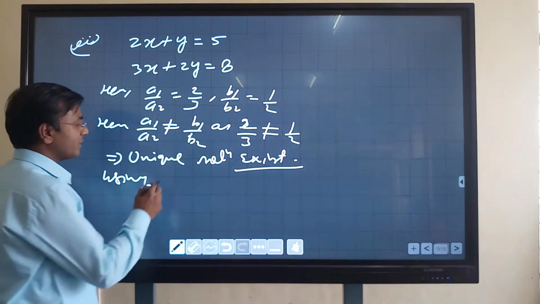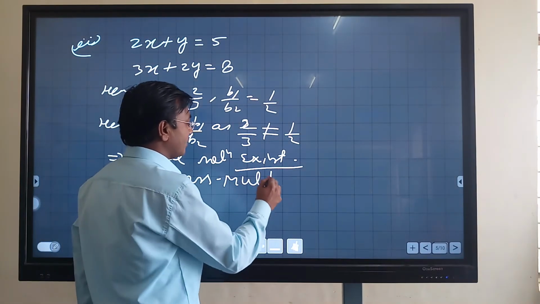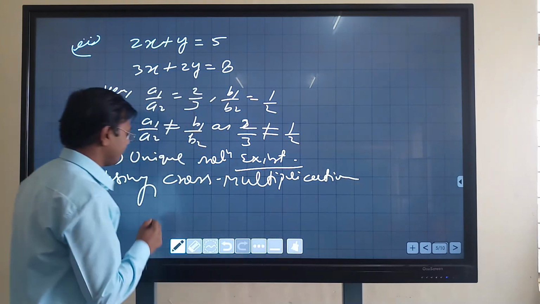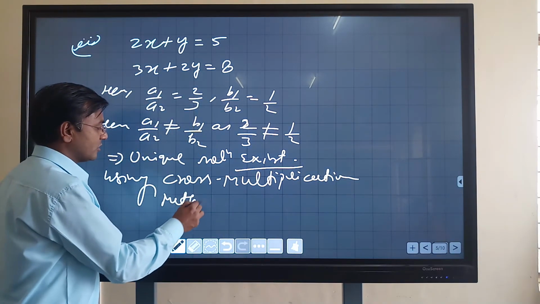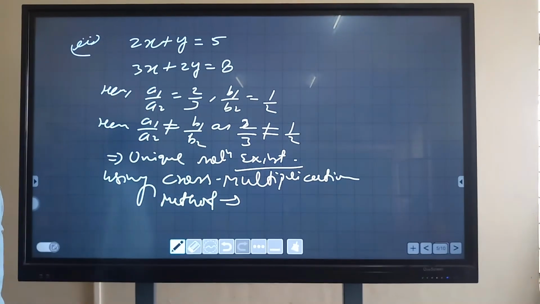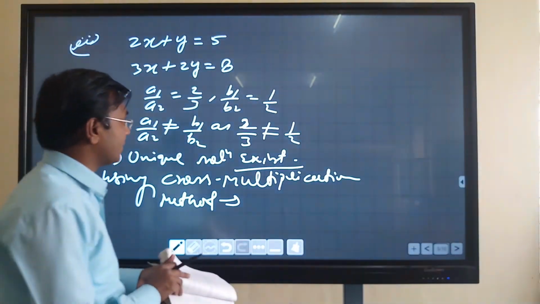So now, using the cross multiplication method, let us learn the method as well. Listen to each and everything very carefully. We are using the cross multiplication method. So write the equation once again.